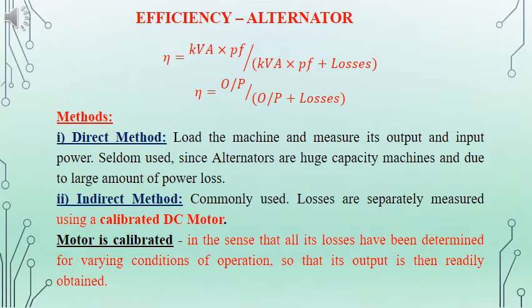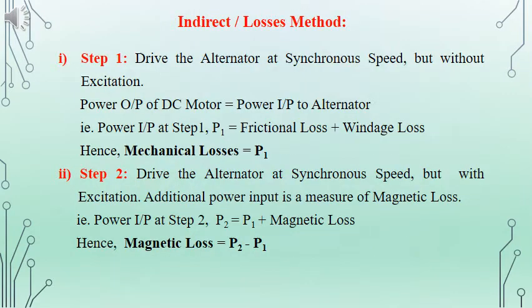Calibrated DC motor implies there is a motor for which we have already determined the losses for varying load conditions or operating conditions. We will see the indirect method by which we calculate the losses in the machine and thereby the efficiency of the synchronous machine. Here, as the first step, the alternator is driven at synchronous speed by using the DC motor, and it is the calibrated DC motor that is used.